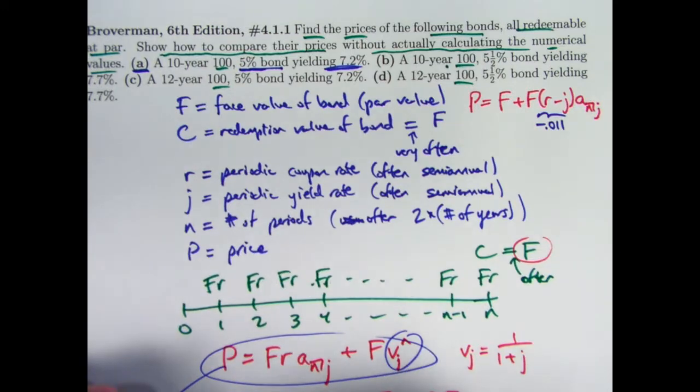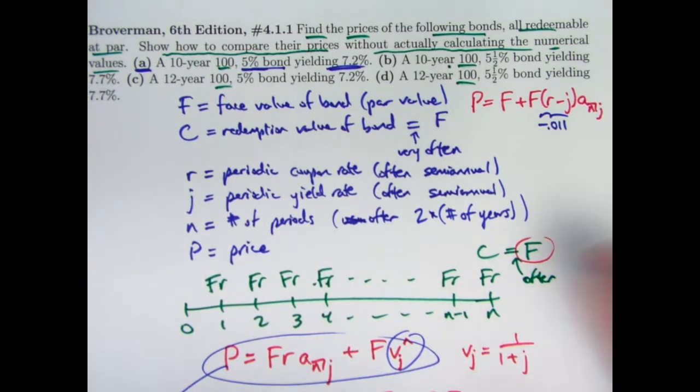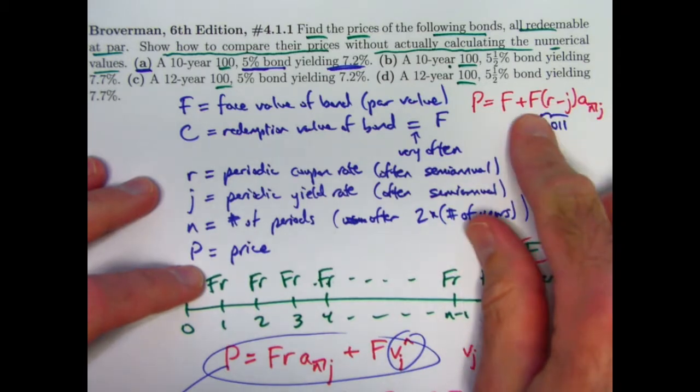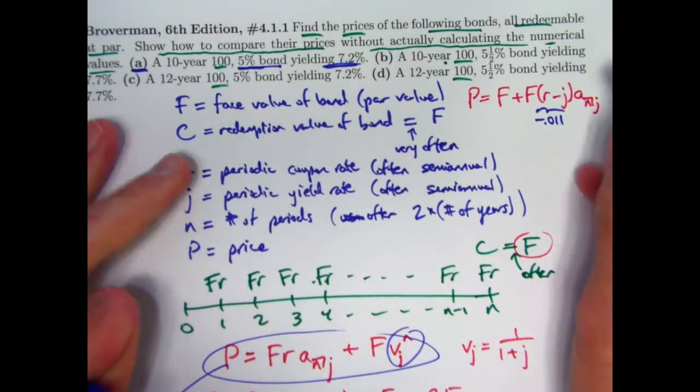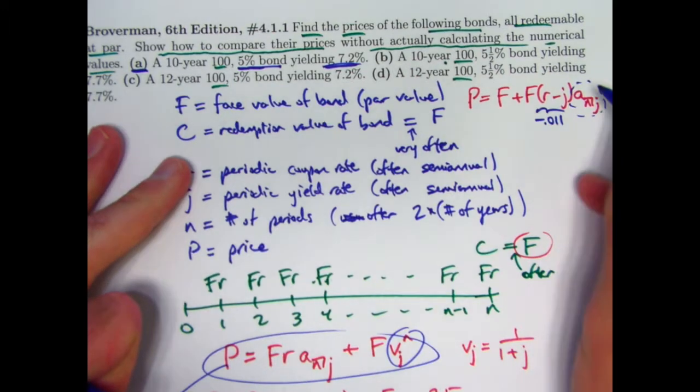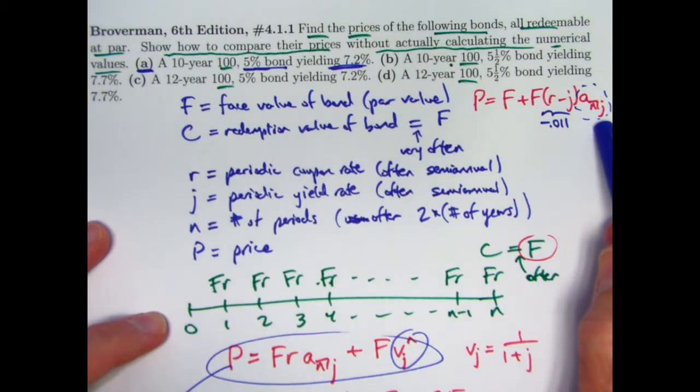Okay? So that doesn't change. And it is negative. That's something to note here. It didn't have to be negative. Sometimes r could be bigger than j, but here it's negative. So let's now use it. F is constant. F is in both spots here. R minus j is constant. The only thing that changes really is a_n between these different scenarios. And that changes based on either j or n changing.